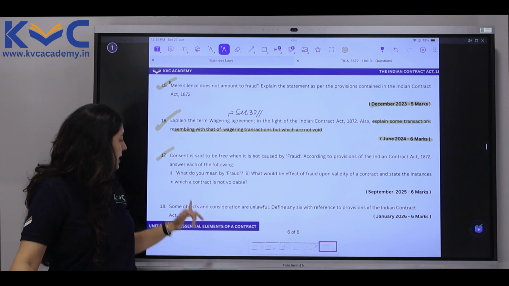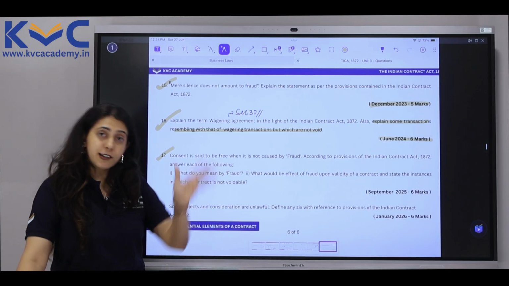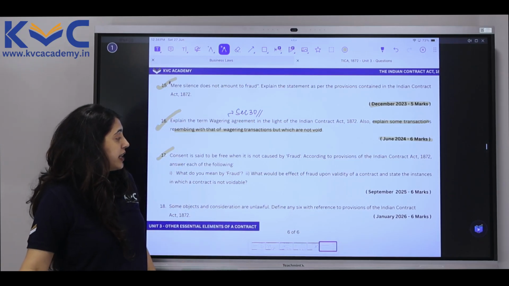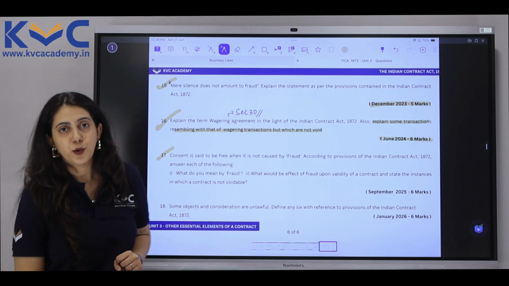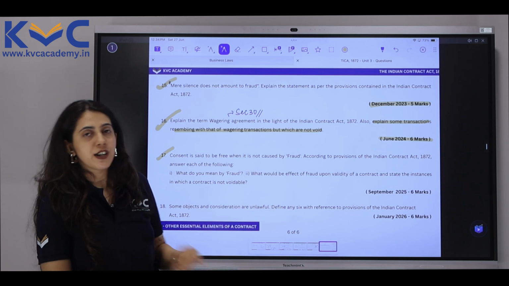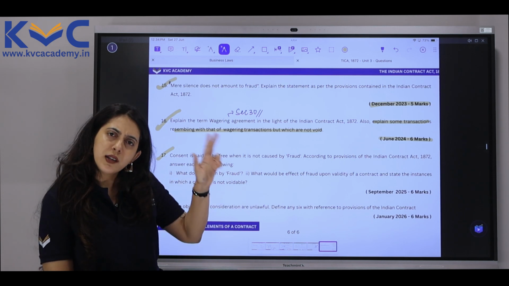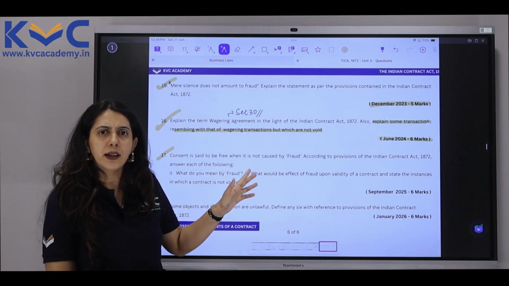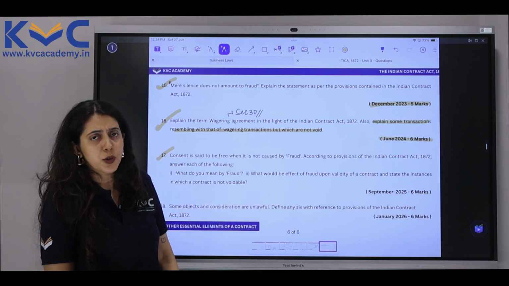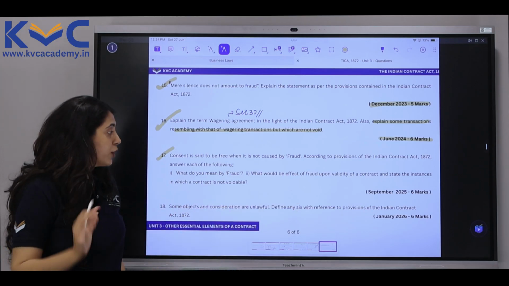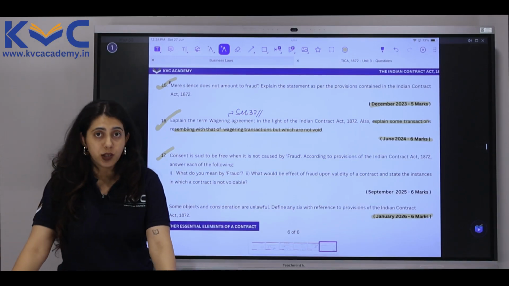Last one, 18. Some objects in consideration are unlawful. Yes, we know that. We've been learning that since Section 23. Define any 6 with reference to the provisions of the Indian Contract Act, 1872. Yes, ma'am, you have 6 cases where the objects in consideration are unlawful. Forbidden by law, defeat of the provision of law. The same points have to be covered. Fraudulent, all of those things will be involved here. You know the 6 points, we just ended with agreements opposed to public policy. So those 6 points have to be explained for this, and that will give you the 6 marks asked in the immediate previous attempt that we just had.